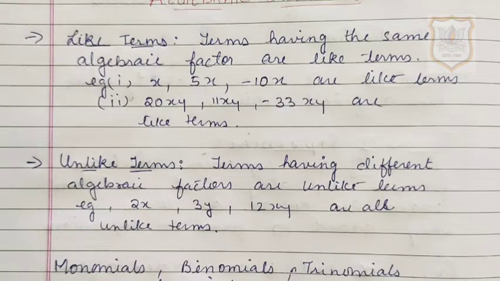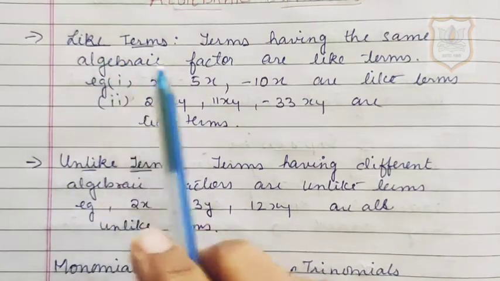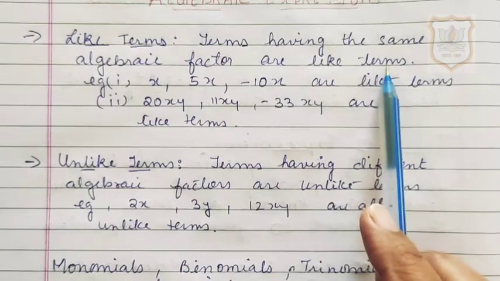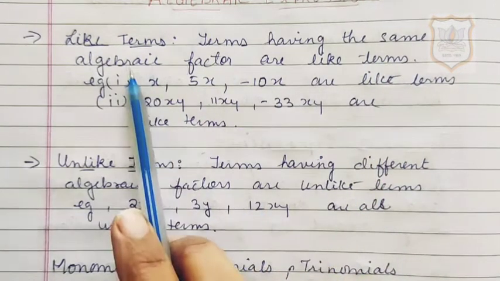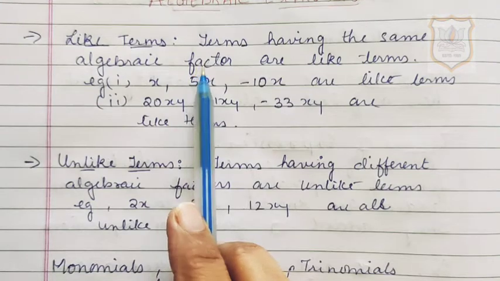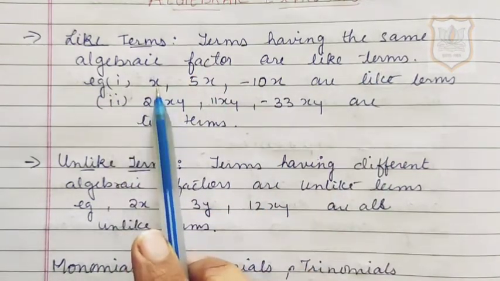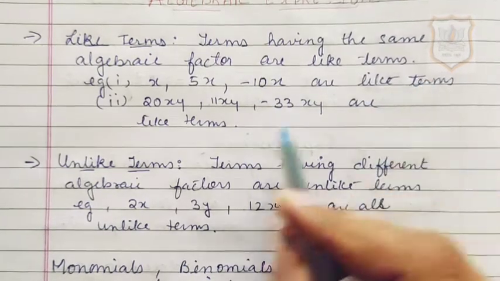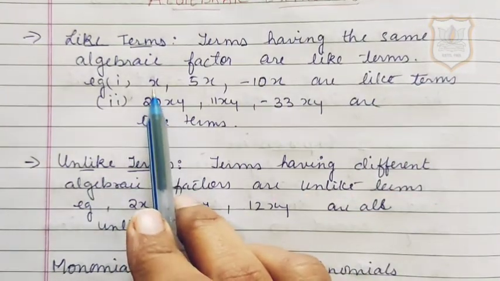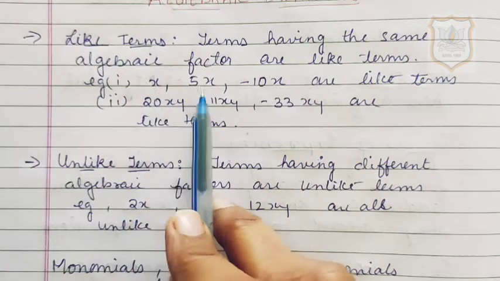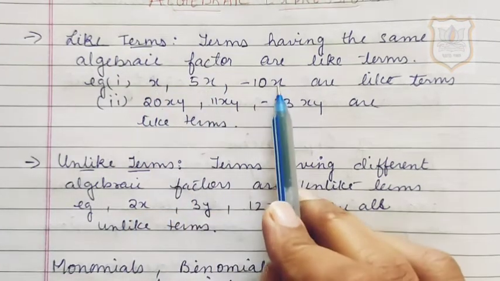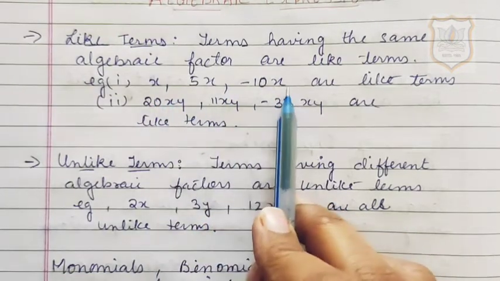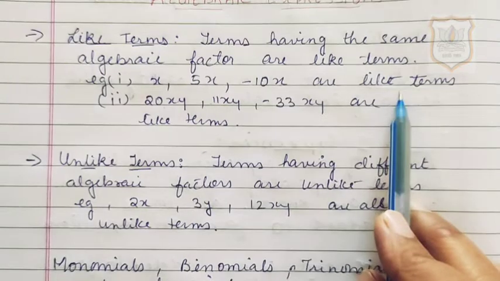Now we move to our next topic, like terms. Terms having the same algebraic factors are like terms. Students, those terms which have the same algebraic factor are called like terms. For example, x, 5x, minus 10x are like terms. Students, here you can see that the variable is x, here also the variable is x, and here also the variable is x. So if in all the terms the variable is the same, then they are called like terms.